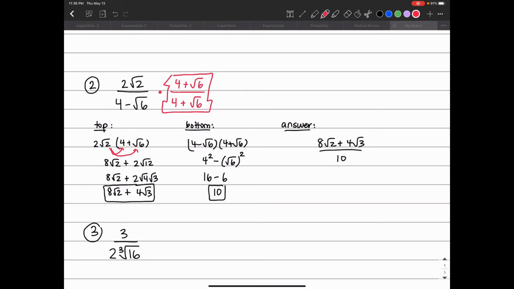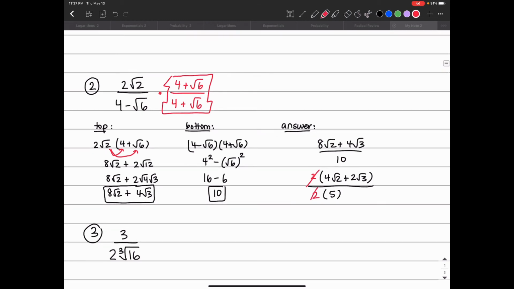I'm going to take out a 2 in the top and the bottom because every term shares a 2 in common. So I take out a 2 in the top, and that gives me 2 times 4 square root of 2 plus 2 square root of 3, all over, I take out a 2 in the bottom. I have 2 times 5 gives me 10, and these 2's cancel each other out, and I'm left with, simplified, 4 square roots of 2 plus 2 square roots of 3 all over 5, and this is my answer.